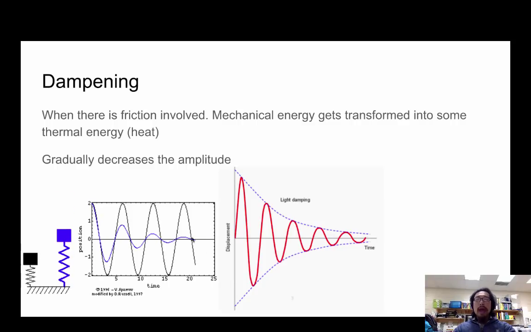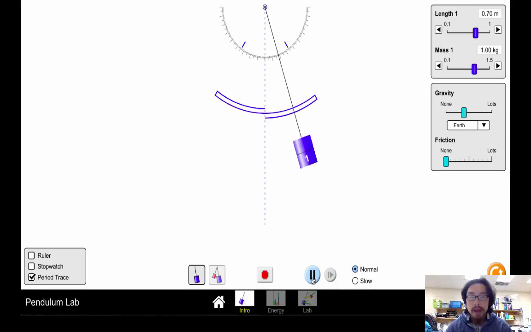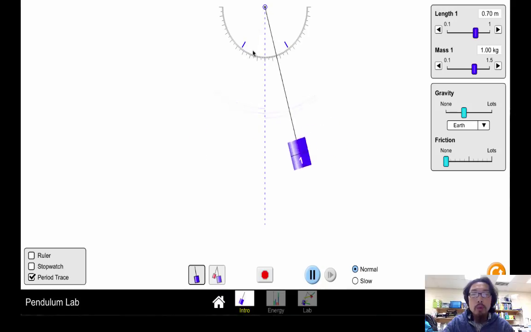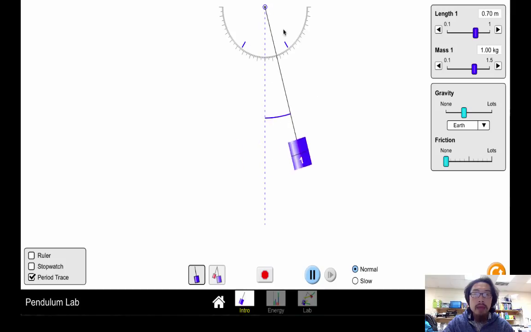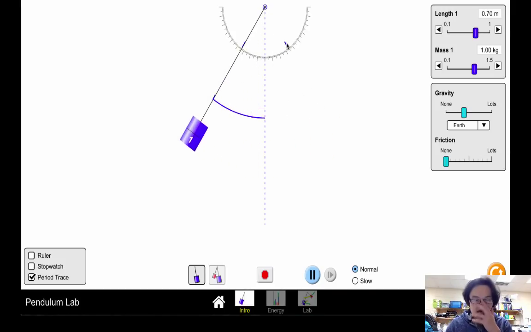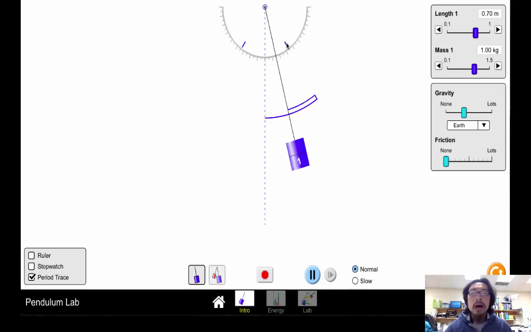Great. So let's take a look at a couple of simulations so we can see how different variables affect a pendulum's simple harmonic motion. We have a motion that goes back and forth, back and forth. From this maximum angle to this maximum angle, that is our current amplitude. And if we were to clap along, we can see the period.